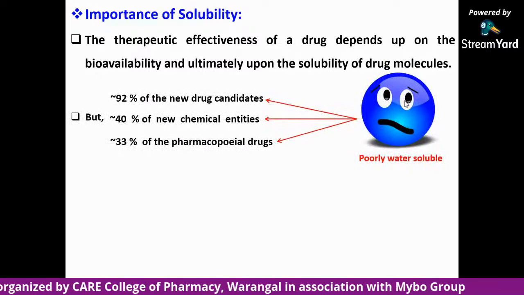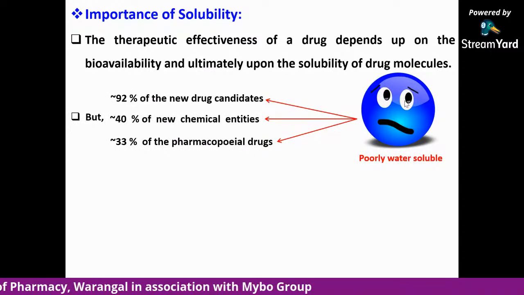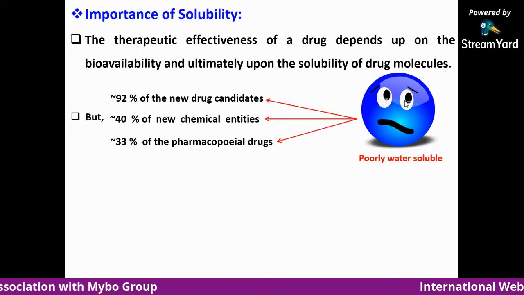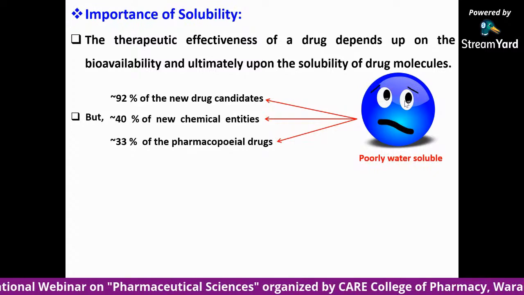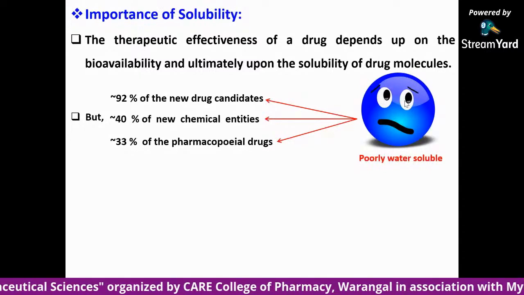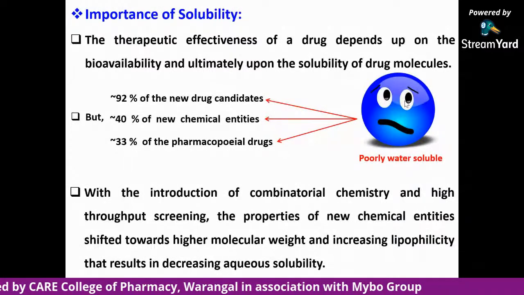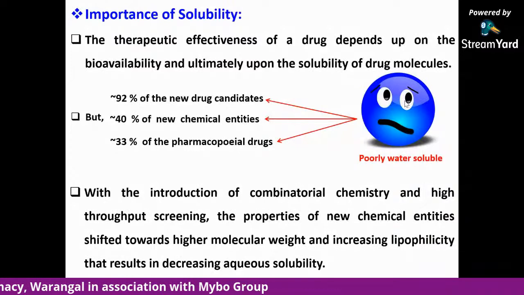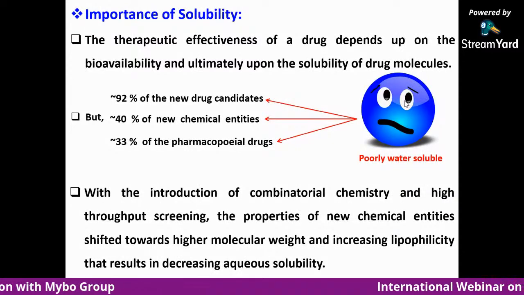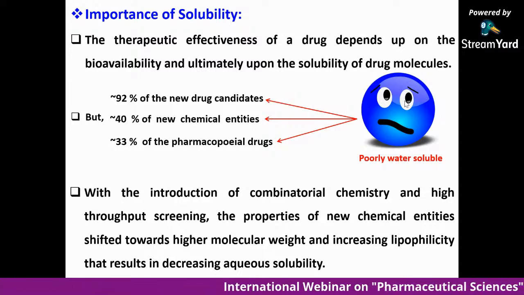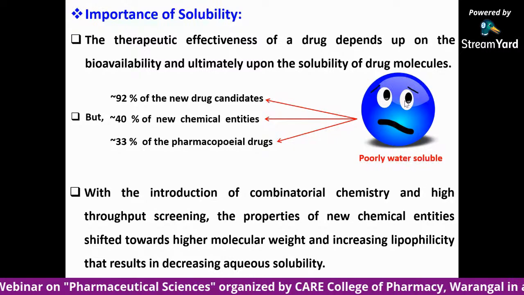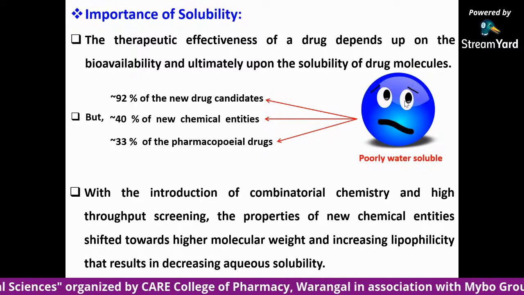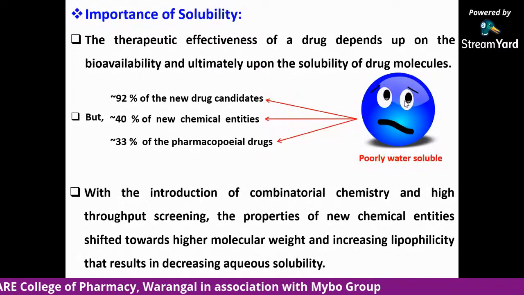However, as we can see, nearly 92% of the new drug candidates, 40% of new chemical entities, and about 33% of the pharmacopeial drugs are poorly water soluble. See, 92%, 40%, 33%. So this is very much problematic for the drug development and discovery scientists to look into. And with the introduction of combinatorial chemistry and high throughput screening, the properties of the new chemical entities shifted towards higher molecular weight. So I repeat, higher molecular weight and increased lipophilicity. The increased molecular weight and increased lipophilicity is a major problem here that results in decreasing aqueous solubility.